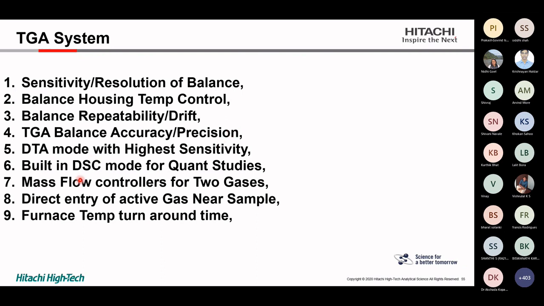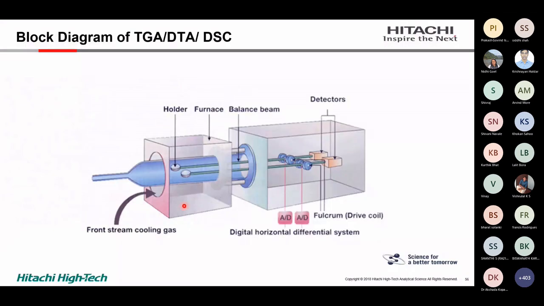If you have additional flexibility in your TGA to measure DSC, it will be very ideal. When we see some applications, it will really give you additional information, and also how quickly the furnace is cooling down, and whether my gas can be introduced near the sample. These are the important parameters offered by most manufacturers, but you should look into these parameters when you want to get a good quality TGA in your laboratory.